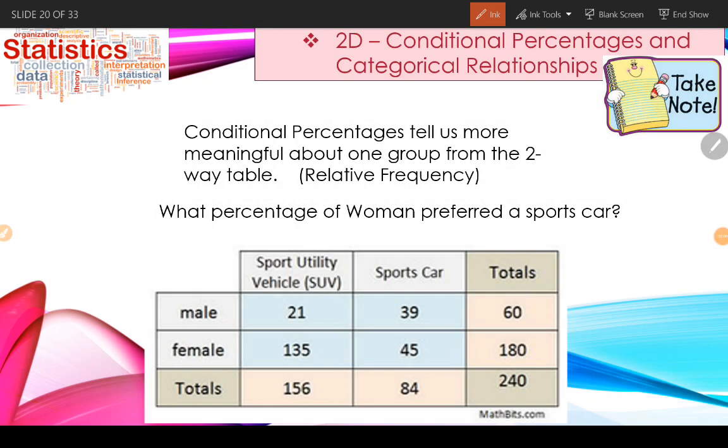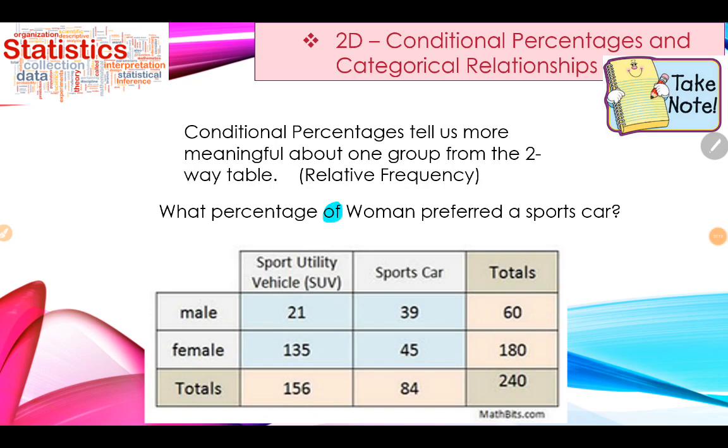You may remember my previous recording when I said when you see that word "of," that's going to tell you what's in the denominator. The denominator is percentage of what? Of women. The number of women or females is 180. So the keyword is "percentage of," and whatever comes after the "of" is representing what's in the denominator. So here we have what percentage of women, and the women is 180.